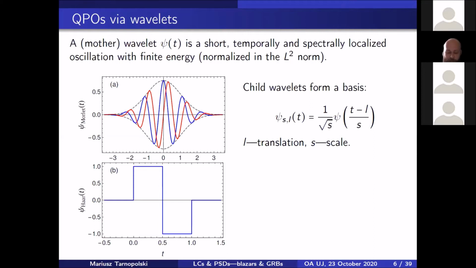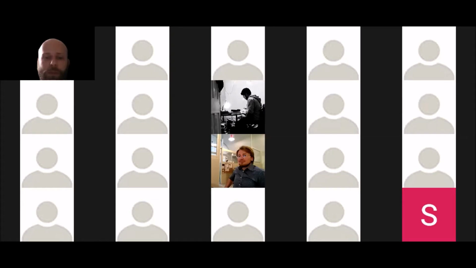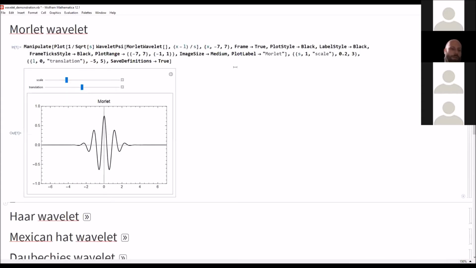And this is best illustrated by a demonstration that I will somehow need to switch to. So let me stop sharing for a moment, switch to another window and go back to you. Okay, this seems to work quite easy. So do you see this? Yes, we do. Notebook. Okay, so everything works. Great.